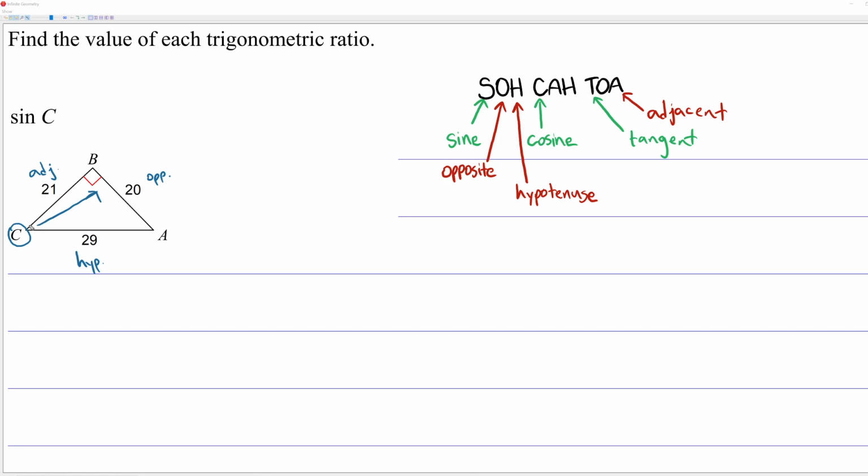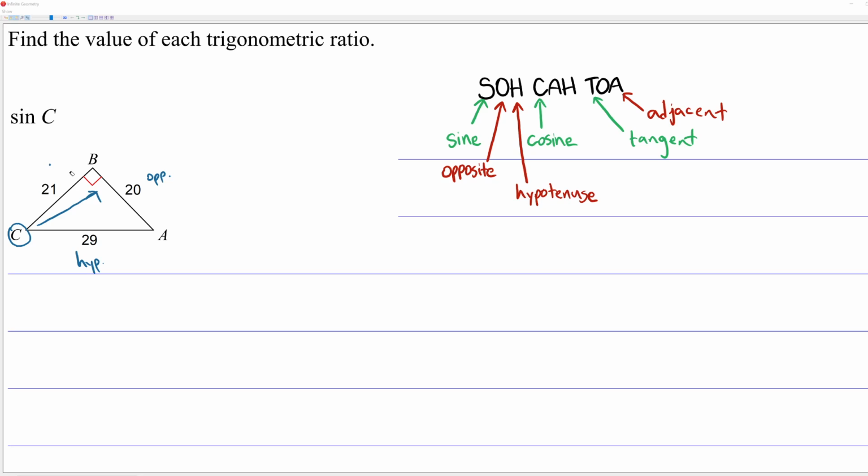Adjacent means next to. So if we're looking at angle C, the side of length 21 is next to C. Now you might be thinking, well, 29, that's also next to C. And that's true, but it already has the name hypotenuse. So here are the three names: opposite, adjacent, hypotenuse. The sine ratio, if we go to the syllables, SOH, the sine ratio is the opposite side divided by the hypotenuse. So the sine of angle C is 20 divided by 29. Opposite over hypotenuse. That's it. That's all you have to do.